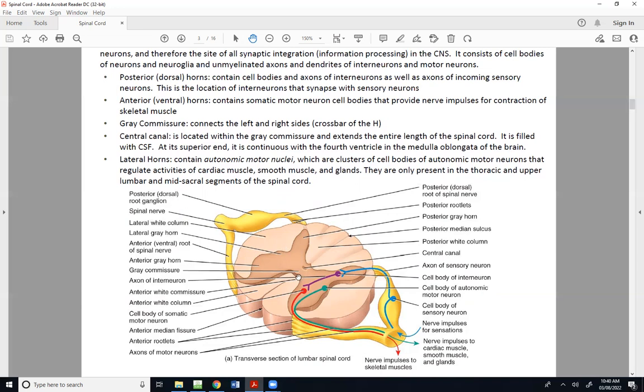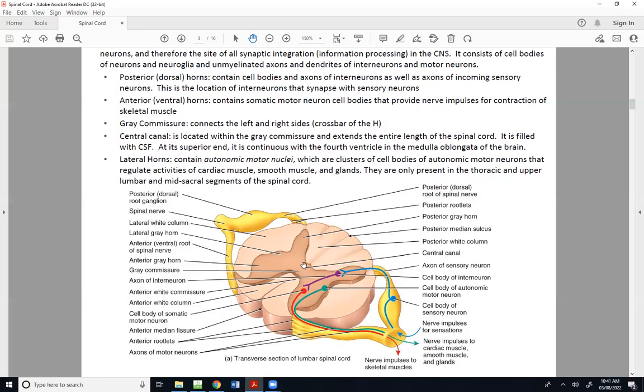Now, connecting the two sides of our gray matter is what we call the gray commissure. Gray commissure is kind of like the crossbar of an H. It just connects the left and right sides. This illustration is pretty simplified, but what it could be showing is that some neurons actually go from one side to the other, enabling a signal to go from one side of the spinal cord to the other.